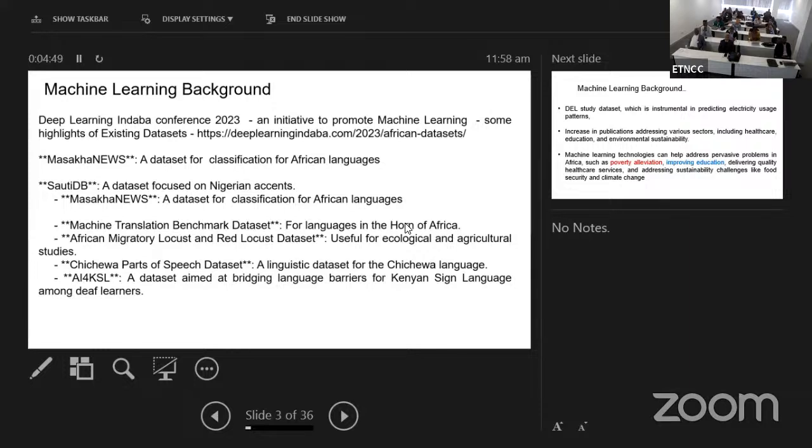So that data set focuses on classifying the accents which are used from the Nigerian point of view. Then there is a machine translation benchmark. Then there is Chichewa. Those who know, it's a language commonly spoken in Malawi and some parts of Zambia, I think. And when you look at all these, you can see that these are mainly to assist in language.